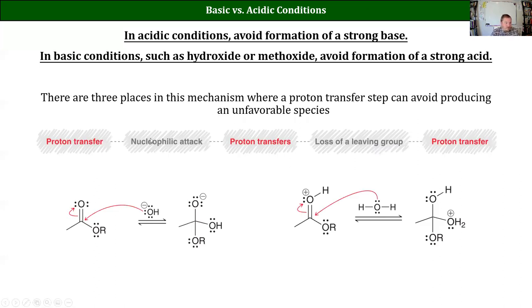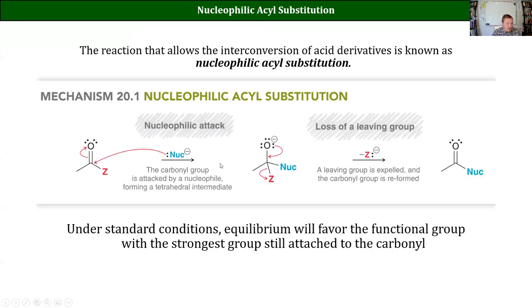Right. And going back, I'm going to go back to this. Here's our two basic steps for acyl substitution. It's a nucleophilic attack and loss of leaving group, right? You make a tetrahedral intermediate with a nucleophilic attack, and then you kick off a leaving group to make your product.